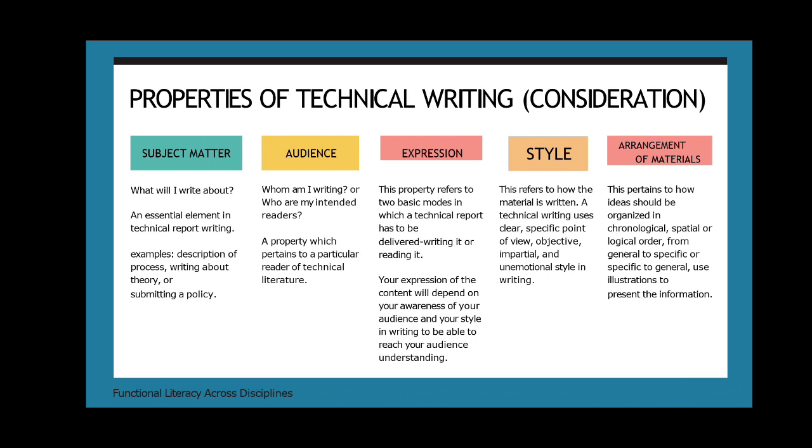Now, properties of technical writing of which you need to consider. We have one, the subject matter, the audience, the expression, the style, and lastly, the arrangement of materials and elements. Now, subject matter. Technical writing needs to consider the subject matter. If you're writing a very technical or a very scientific subject matter, you will need to use words, expressions, terminologies that are related to the subject matter.